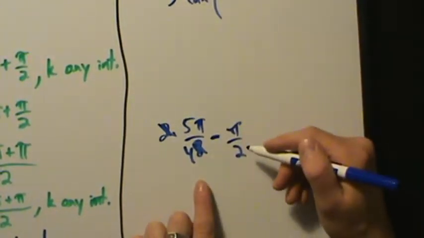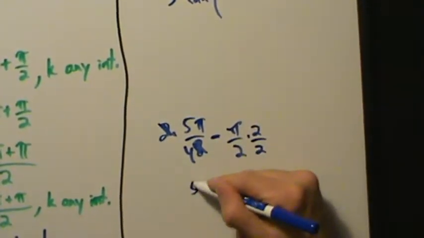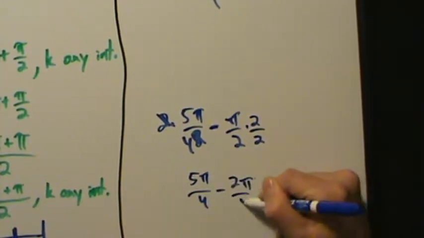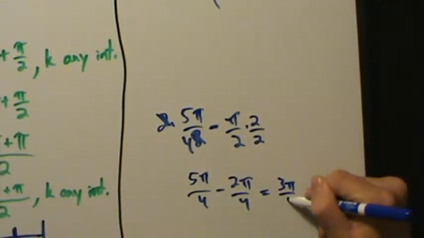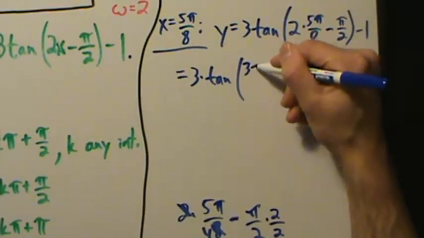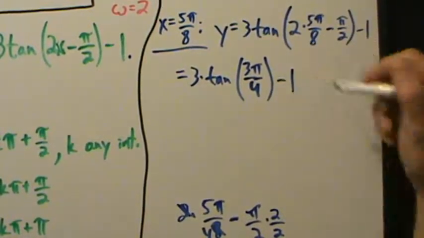Get a common denominator of 4, so multiply this by 2 over 2. That's going to be 5 pi over 4 minus 2 pi over 4, which is 3 pi over 4. So what goes in here is just 3 pi over 4. That's nice, that's not too complicated. Then we still have a minus 1 here.